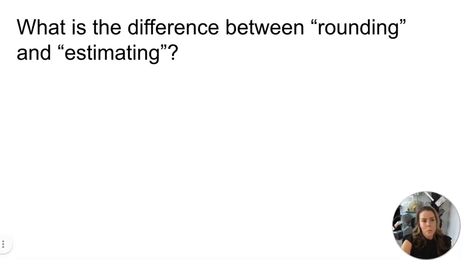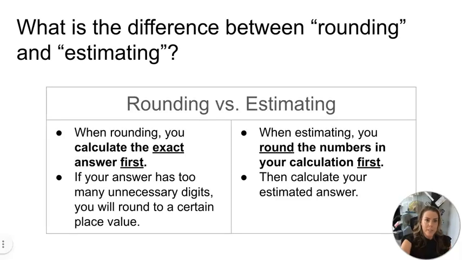Okay, so what I came up with is that with rounding, you're calculating the exact answer first, and then you're rounding at the end, because maybe you have too many digits. For example, with money, let's say you have an answer that comes up to the thousandth spot. And in money, we really only want to the penny, which is the 100th spot. So then you would round to the nearest 100th, things like that.